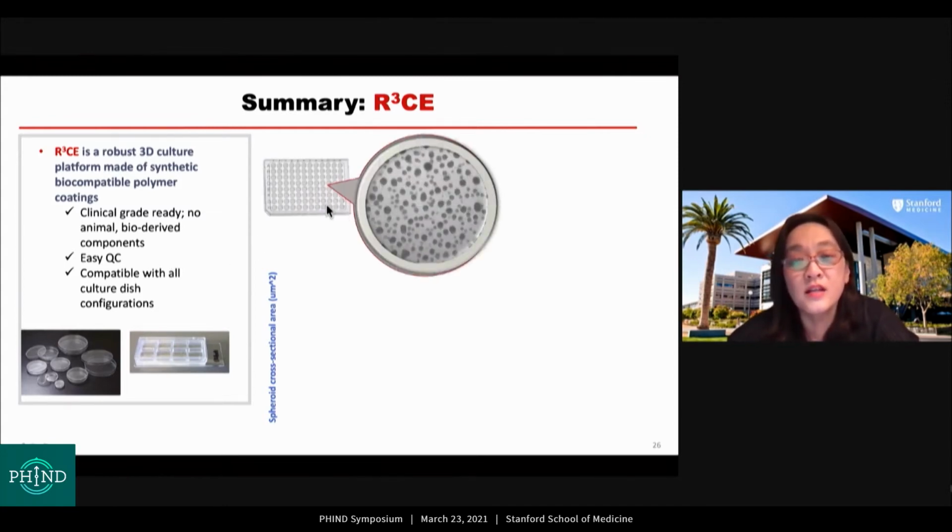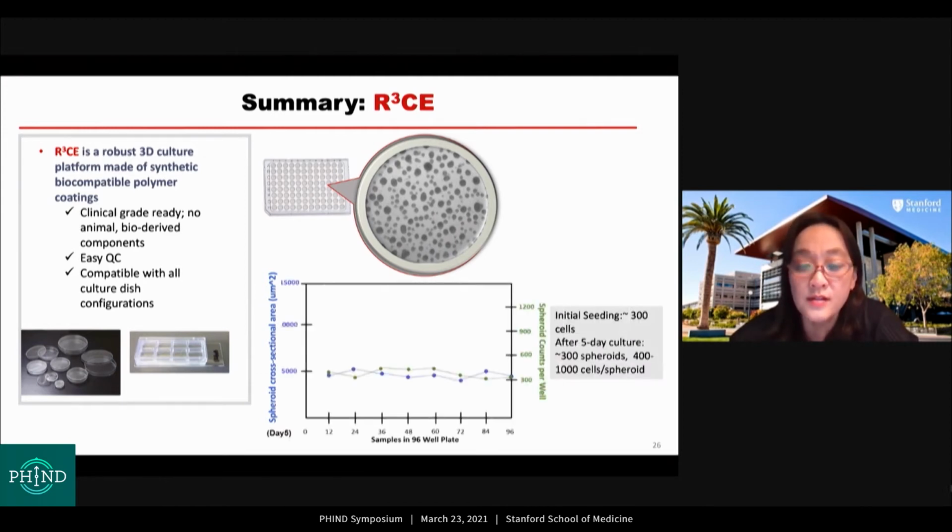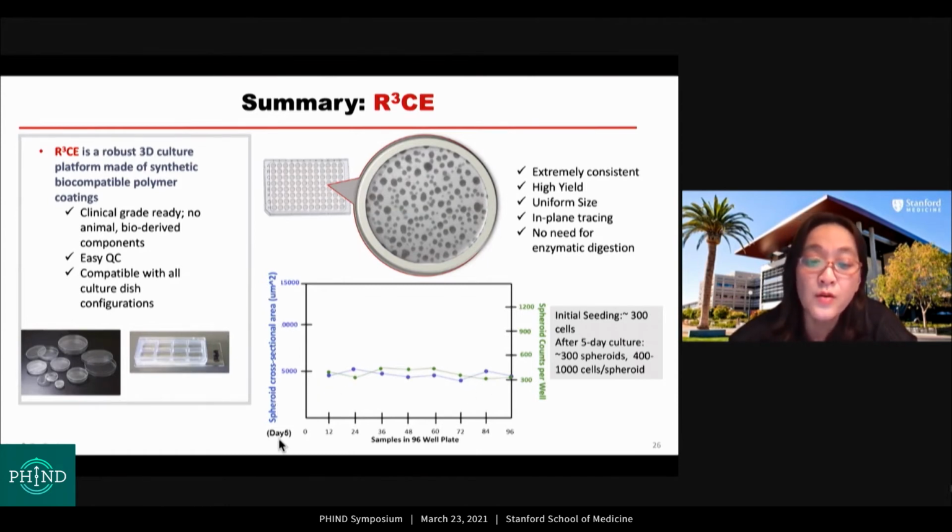So by using the RCE coated 96 wells, we can actually generate the RCE tumoroids. In this case, using the colorectal cancer cell line HCT116. After 5 days of culture, we have these very straight lines showing that the spheroid counts per well are quite consistent across the different wells, as well as the spheroid size. So for the initial seeding of 300 cells, after 5-day culture, we also get on average 300 spheroids. And in each spheroid, we have about 400 to 1,000 cells.